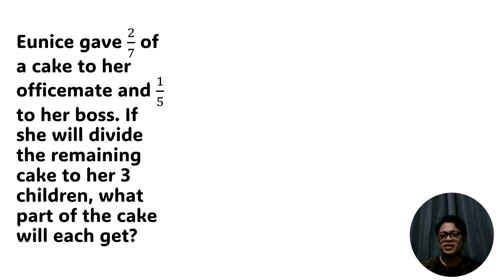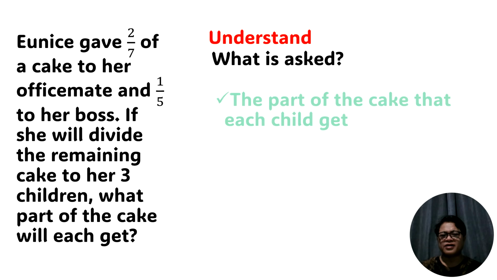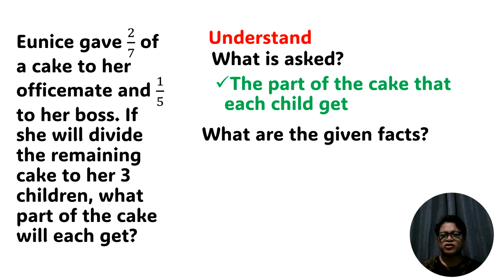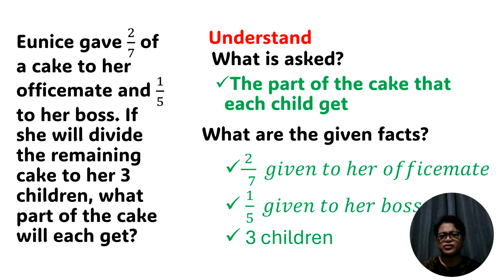If she will divide the remaining cake among her three children, what part of the cake will each get? Okay, so let us analyze the problem. Let us first understand the problem by what is being asked. It says there the part of the cake that each child gets. What are the given facts? We have 2/7 given to her office mate, 1/5 given to her boss, and three children.